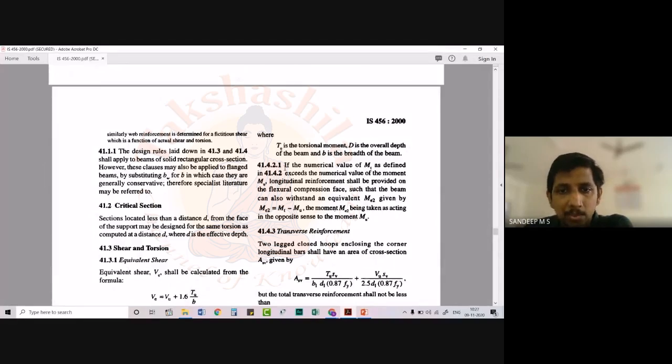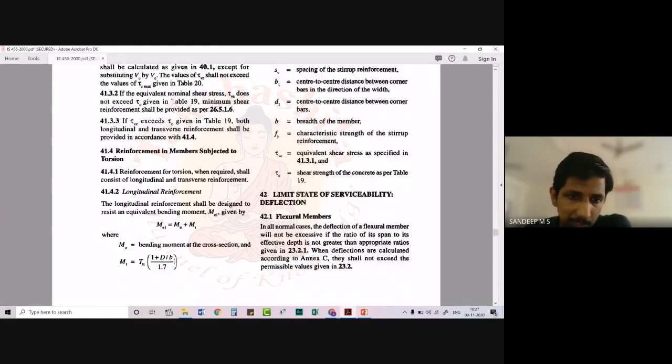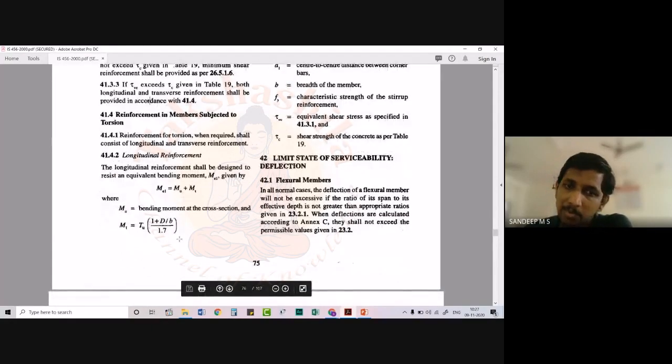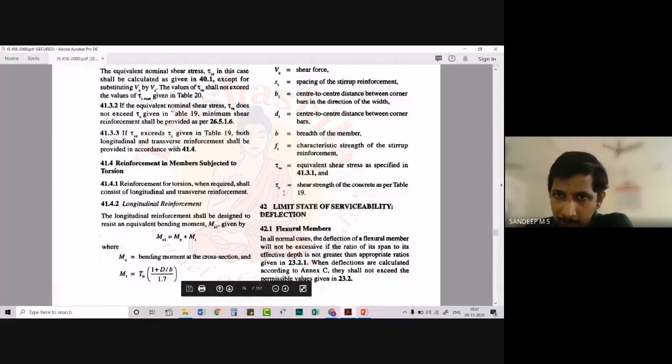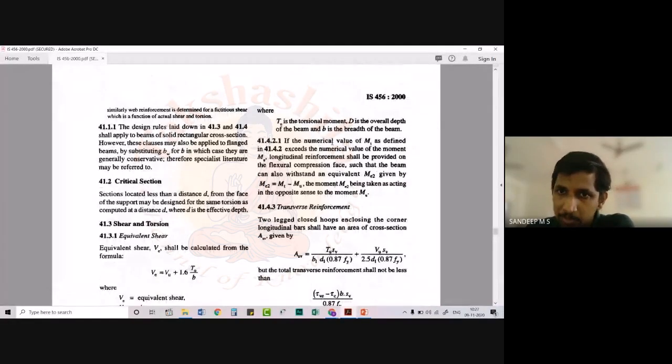Okay. Now in the next clause, it is mentioned that if the numerical value of MT, that is the additional moment that we have already seen, MT equal to TU into (1 plus D by B) by 1.7, exceeds the numerical value of MU, if that value is larger than MU, what do we have to do? This is another case where you have to perform another check.